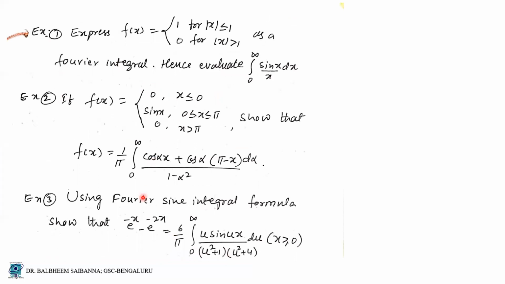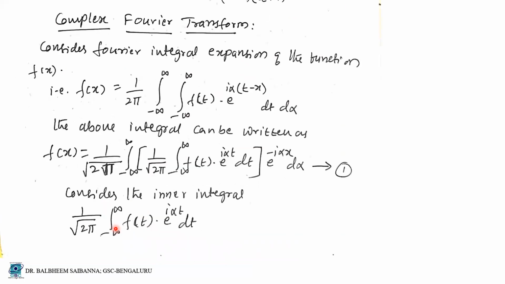Here a is equal to 1, b is equal to 2. That's all. Using the same procedure we can find the third example's solution. Now, one more topic: complex Fourier transform.